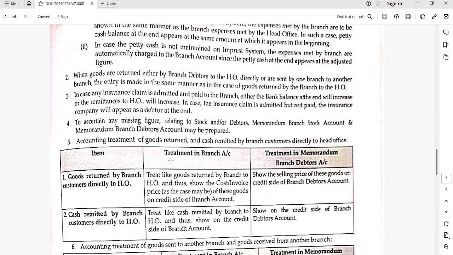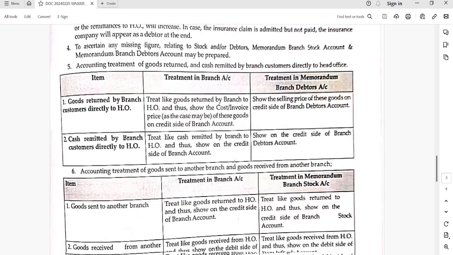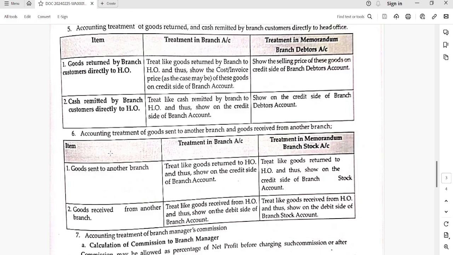Okay, and if cash is remitted by the branch customer directly to HO, then obviously it will be shown on the credit side. Correct, as cash remitted by the branch debtor to the HO directly. So you can show it directly. And also, in case of branch debtor account, any cash paid by the branch debtor should be credited. So branch cash account debit to branch debtor account, that's why. So these are the very basic two journal entries regarding the branch debtor, and this is about goods sent to another branch and goods from another branch.